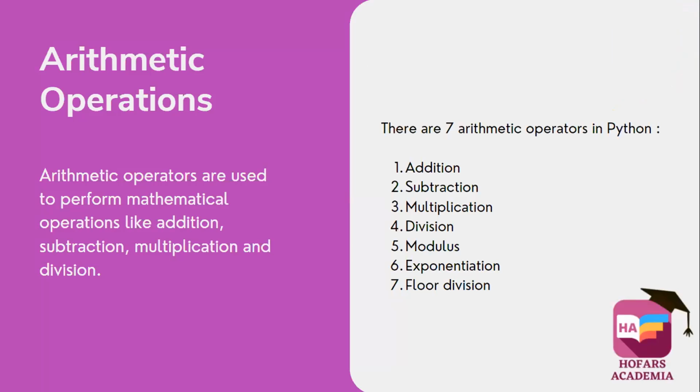When we have the variables as an integer, we can perform arithmetic operations. Arithmetic operations are used to perform mathematical operations like addition, subtraction, multiplication, division. There are total 7 arithmetic operators in Python: addition, subtraction, multiplication, division, modulus, exponential, and floor division.